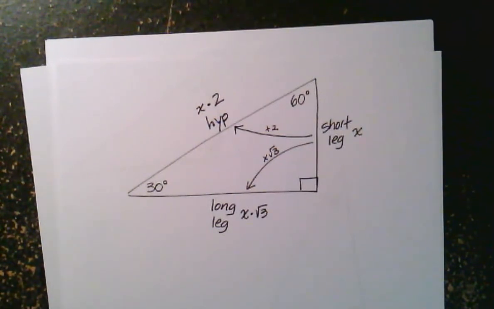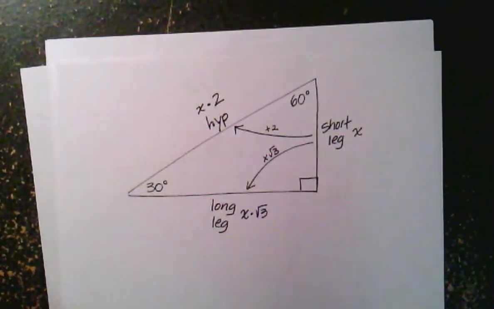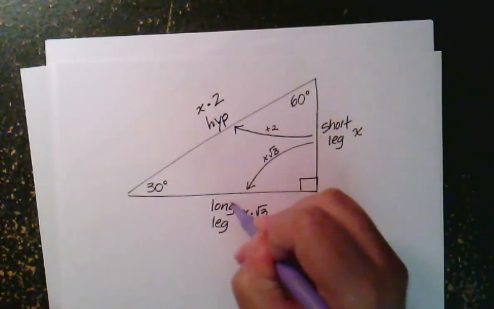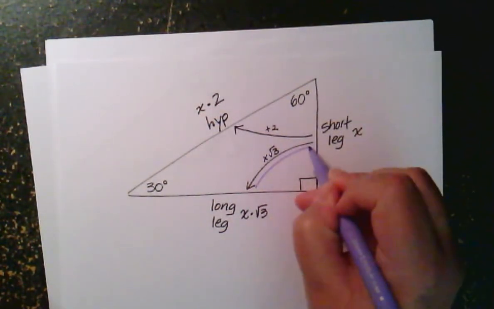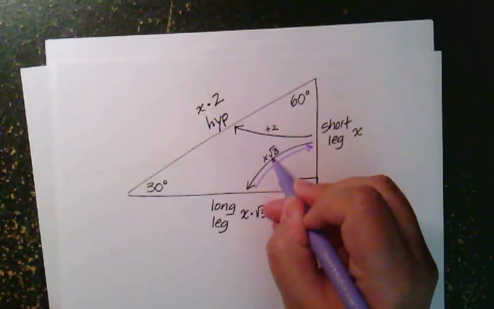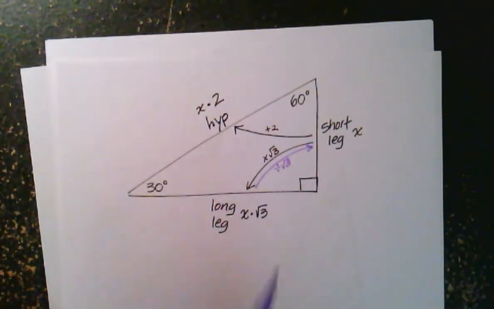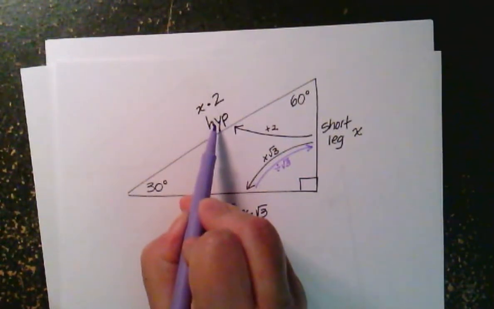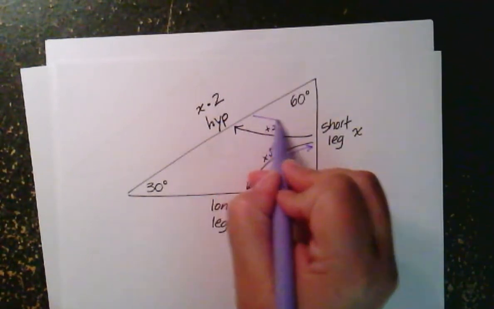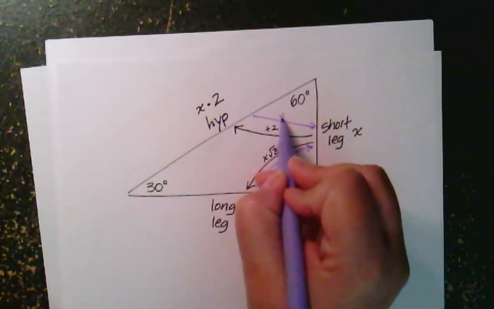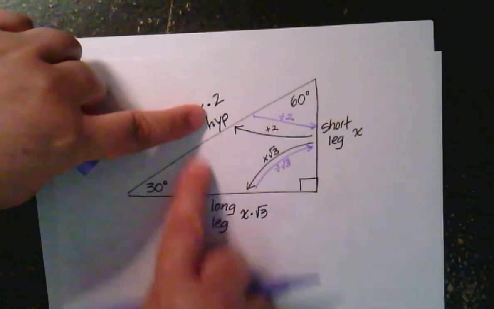So then what does that mean if I'm going in the other direction? If I'm going backwards, starting with the long leg and trying to get the short leg, the opposite of multiplying times square root of 3 is dividing by square root of 3. And if I'm starting at the hypotenuse and going to the short leg, the opposite of multiplying times 2 is dividing by 2.